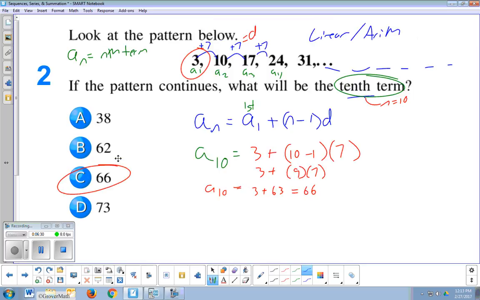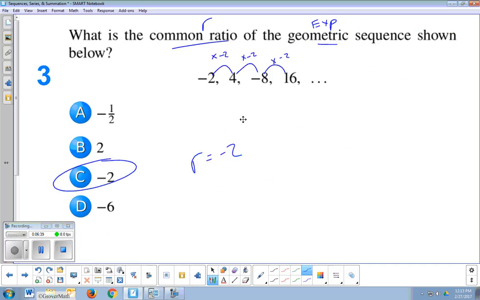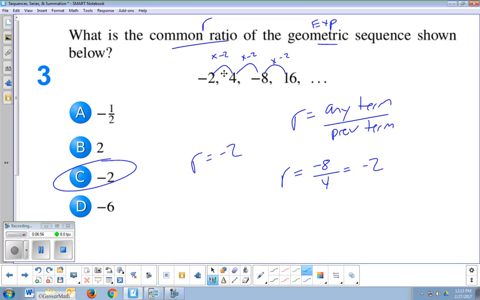Now I mentioned over here that I can get the difference by doing any term minus the previous. Well, for a geometric sequence, I can get r by doing any term, not minus the previous, but divided by the previous term. So if I take any term here, like the -8, and I divide it by the one before it, 4, it divides out to be -2. Again, in this case, it was kind of obvious, but we're going to see problems where it's not.